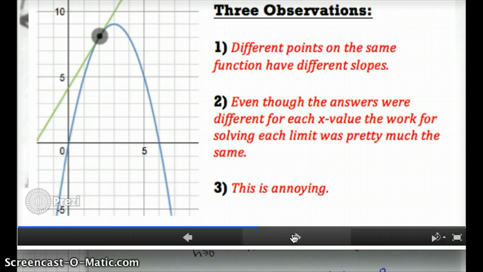And actually, this is really annoying. It was the same thing over and over and over again. And I had to go through it because I didn't know how to get the slope, but it seems like there should be a better way.